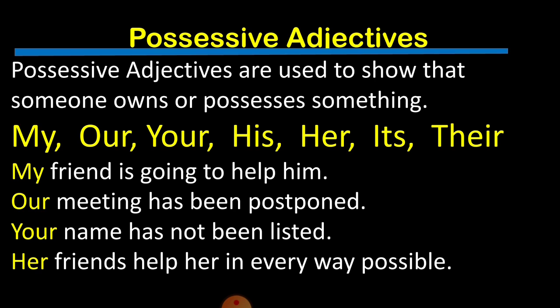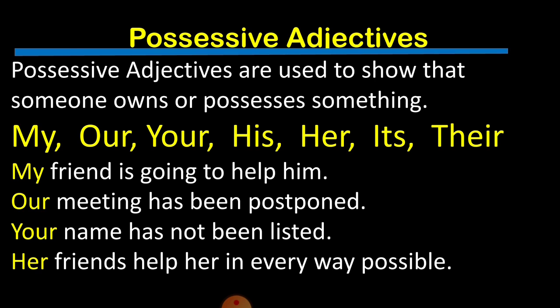Which are the possessive adjectives? Possessive adjectives are used to show that someone owns or possesses something, when they tell us about something which belongs to somebody, or something is in the possession of someone. The words which are used to indicate possession are my, our, your: my book, our books, your books, his book, her book, its members, any organization or anything, their cars. So these are some of the words or pronouns which are used to indicate possession.